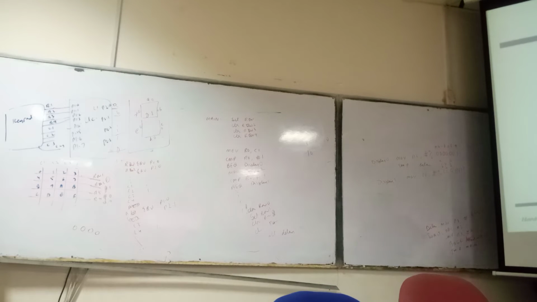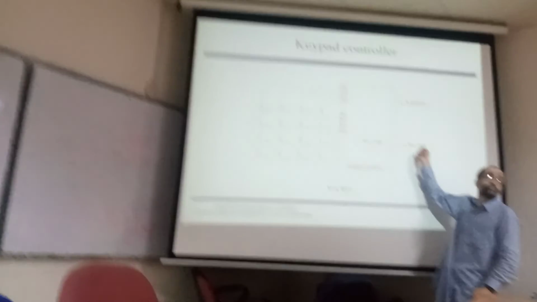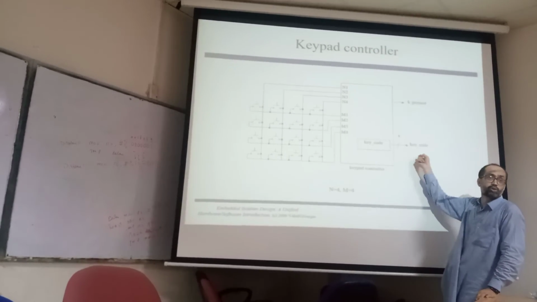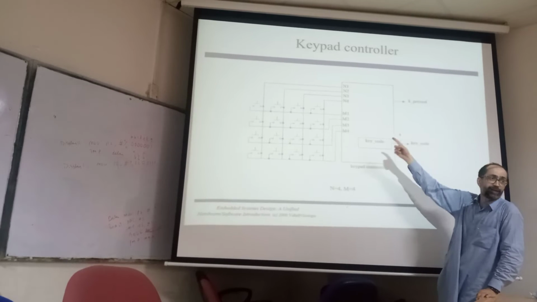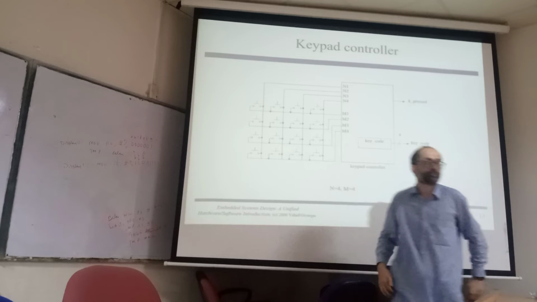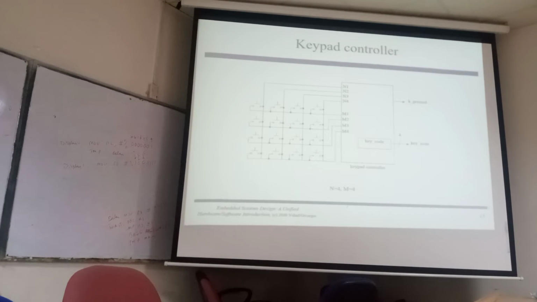So in this case, what will be the code? If 0 is pressed, the code will be 0 0 0 0. If 1 is pressed, the code will be 0 0 0 1. When 2 is pressed, 0 0 1 0. So actually you can have a keypad. In this case, we now have a keypad, and the keypad is then connected with what? 7 segment display.